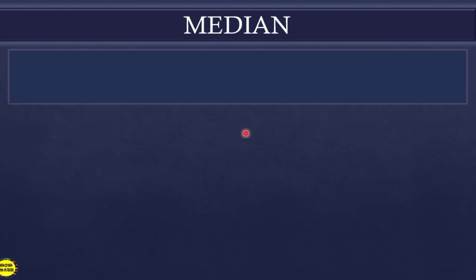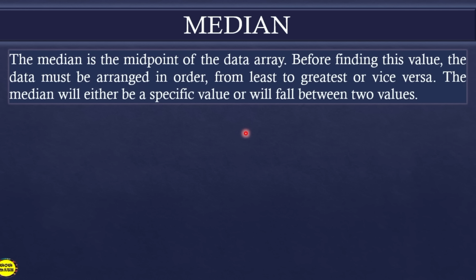So another measure of central tendency is the median. How to compute the median of ungrouped data? The median is the midpoint of the data array. Before finding this value, the data must be arranged in order from least to greatest or vice versa. The median will either be a specific value or will fall between two values.